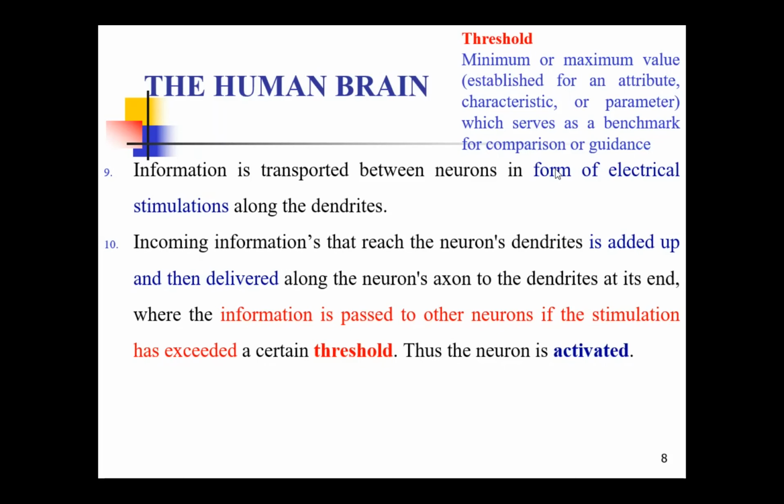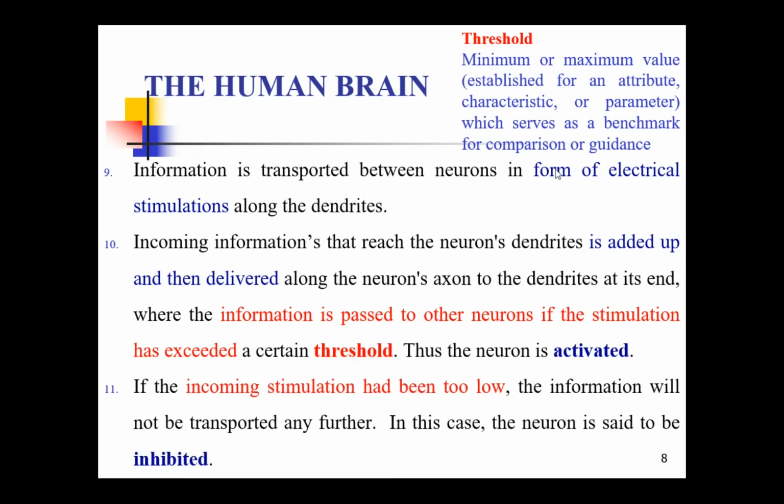If the value is lower than the threshold value, then the neuron is said to be inhibited, because the information will not be transported as it is lower than the threshold value. So a neuron gets activated only if the incoming stimulation is greater than the threshold value. If it is less than that, it will not get activated.